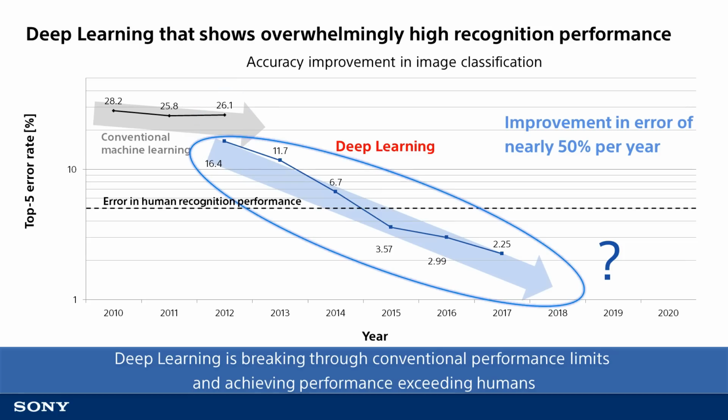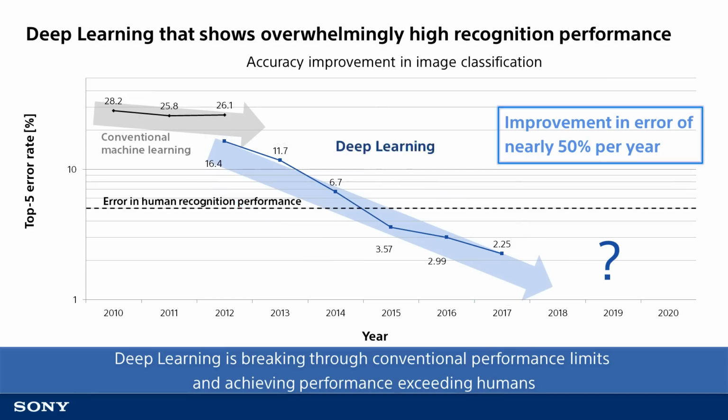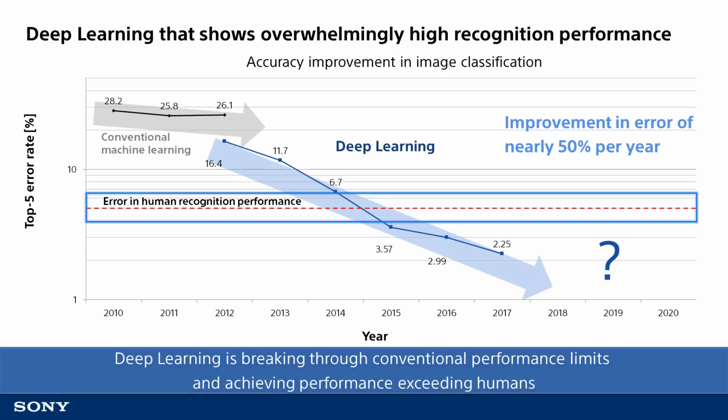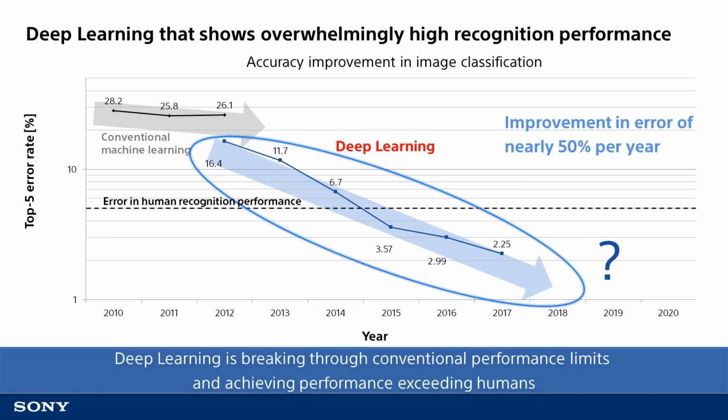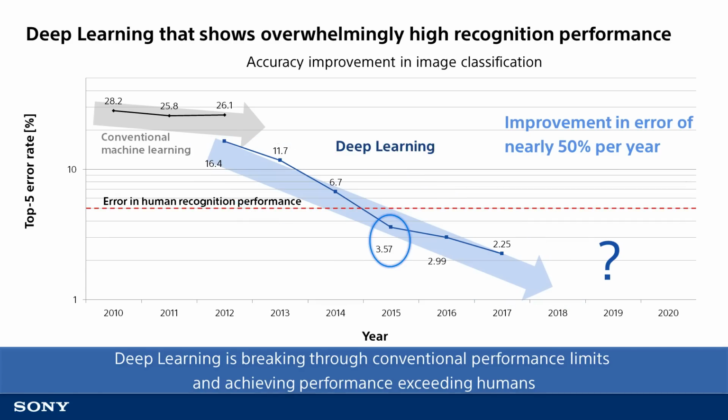This improvement was not a one-time thing. Similar levels of performance increases have continued each year since. Performance continues to improve with a very rapid exponential momentum of 50% per year. Initially, a difficult goal of reaching the same error rate as that of humans, which is around 5%, was the objective. However, this exponential improvement in performance enabled systems to exceed the performance of humans in 2015. For this reason, deep learning is gaining a lot of attention.